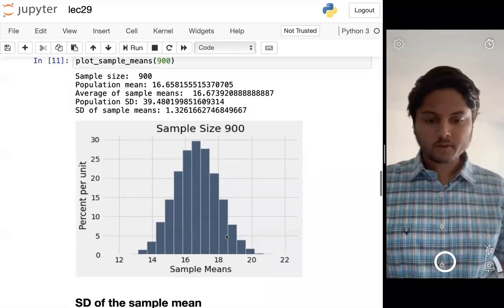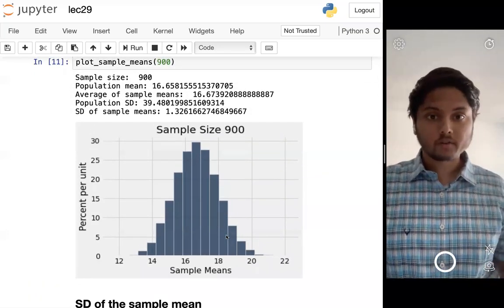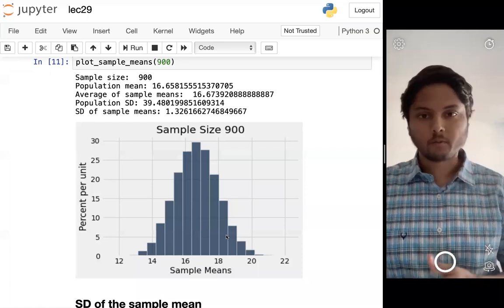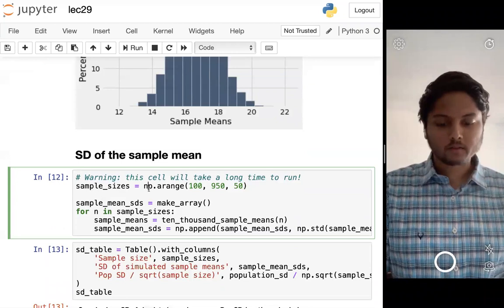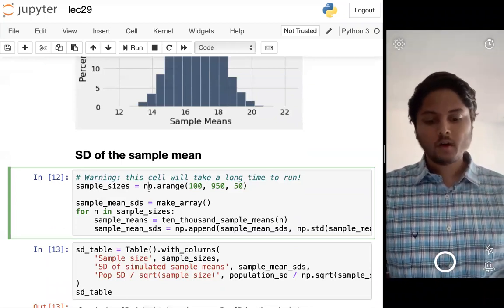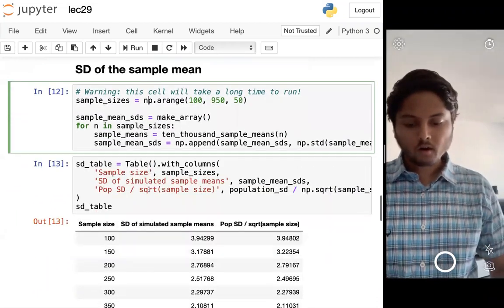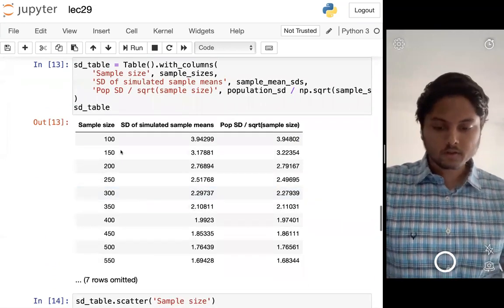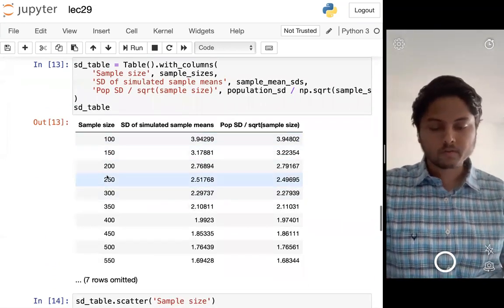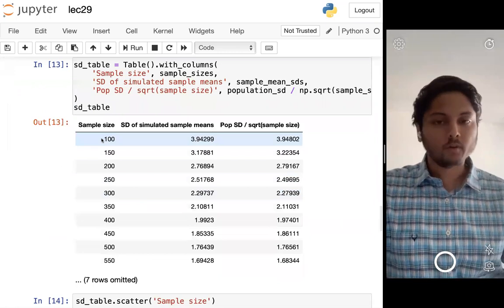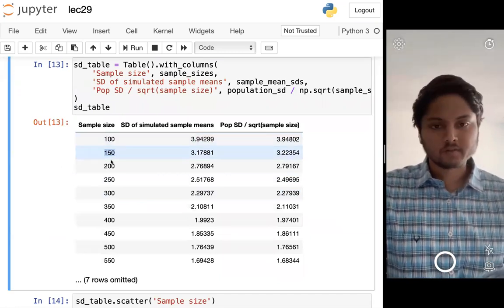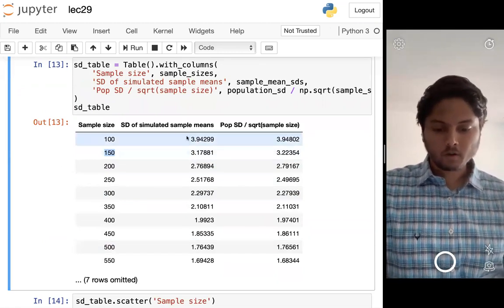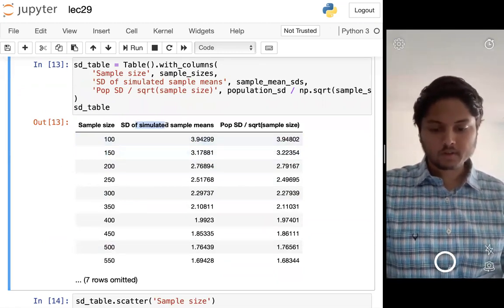And so if you wanted to see this for a bunch of different values of sample size, not just 100, 400, 900, we've actually created this. If you are going to run this at home, this is going to take quite a while to run, so you probably don't want to run it right now. But basically what this is going to do is create a bunch of different simulations. So it'll do a bunch of simulations of sample size 100, then a bunch of simulations of sample size 150, and so on. And then it's going to show you what the standard deviation of the simulated sample means is.